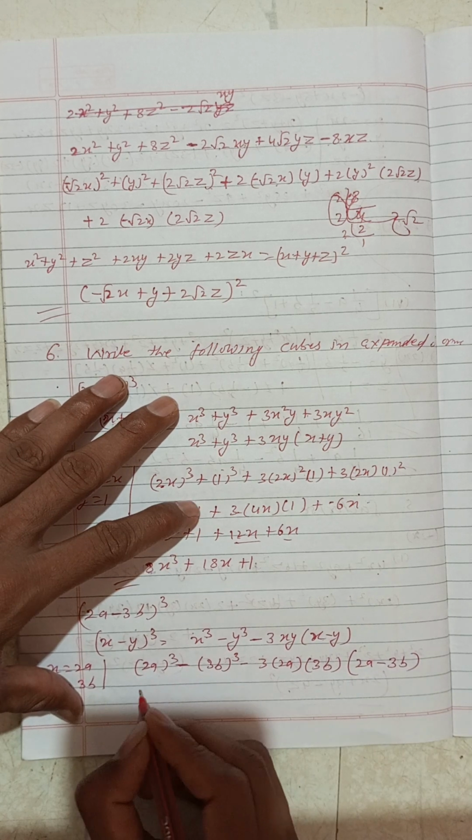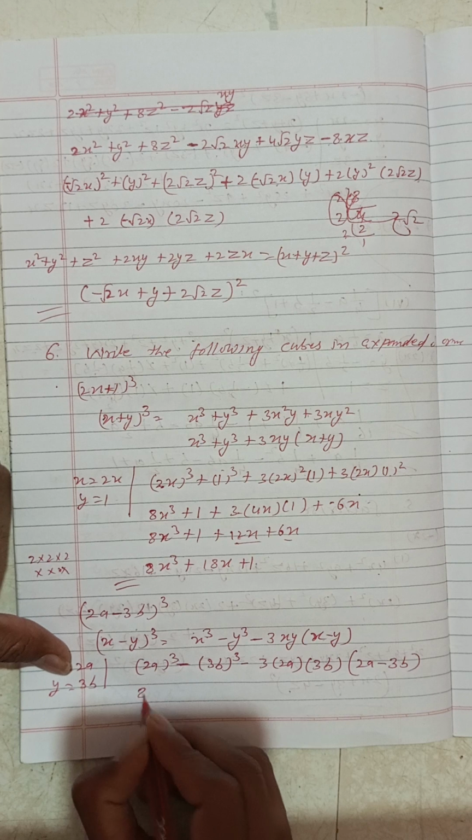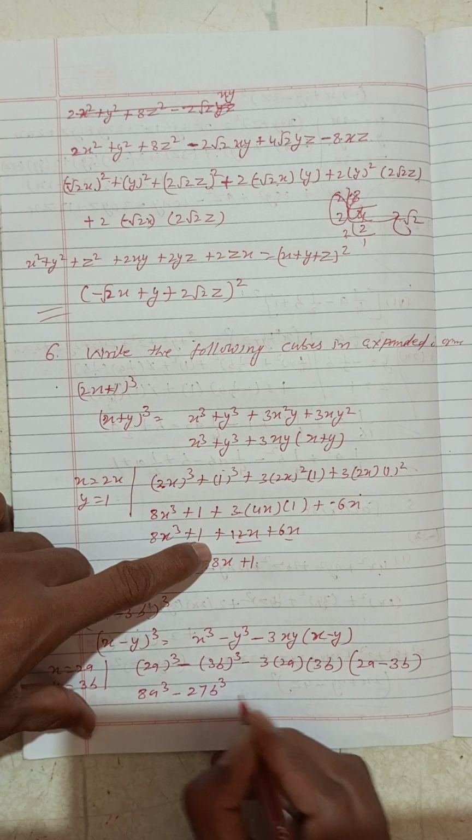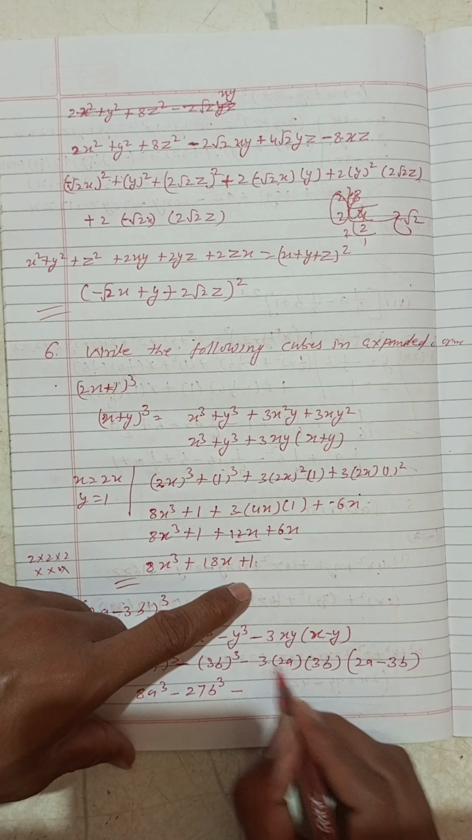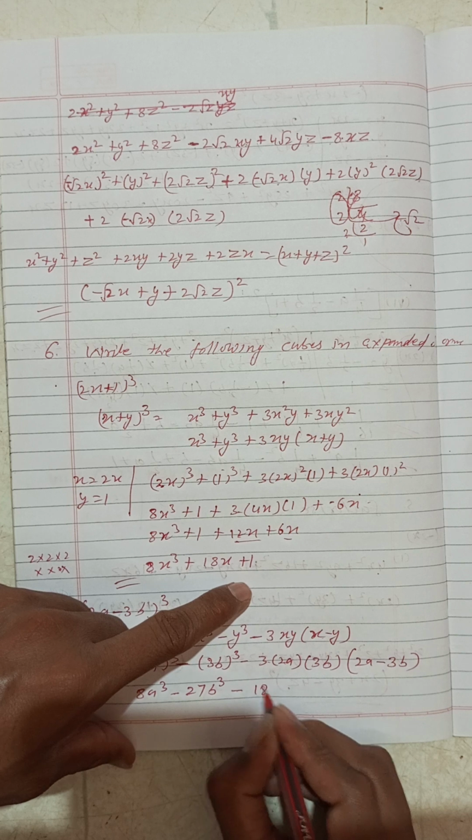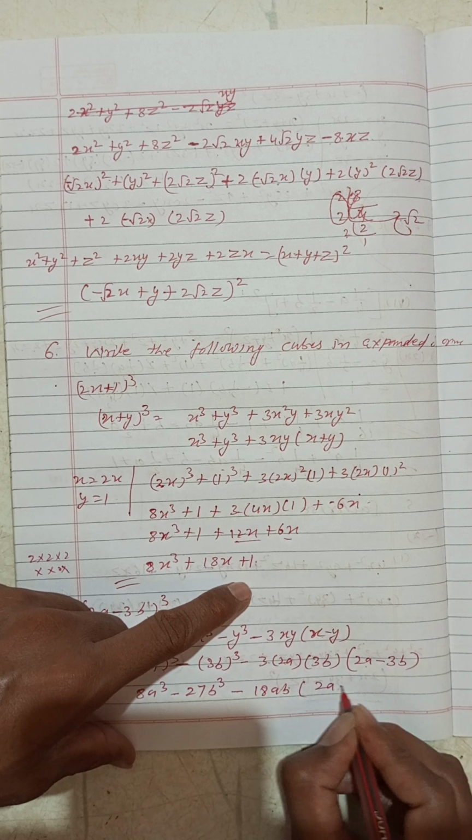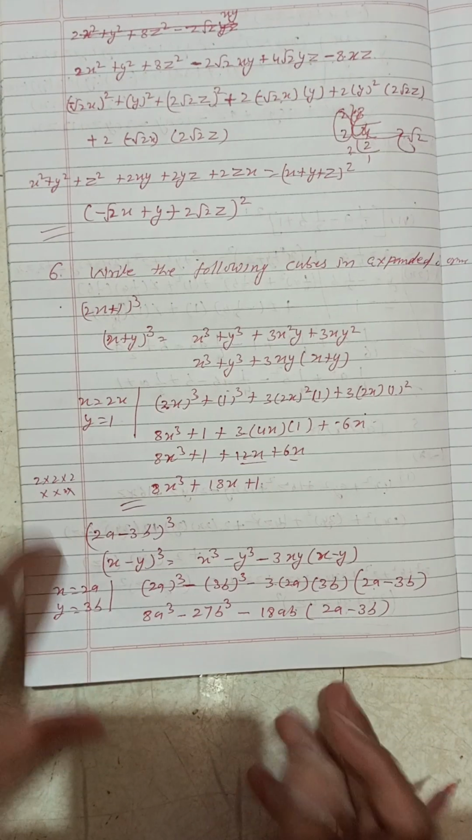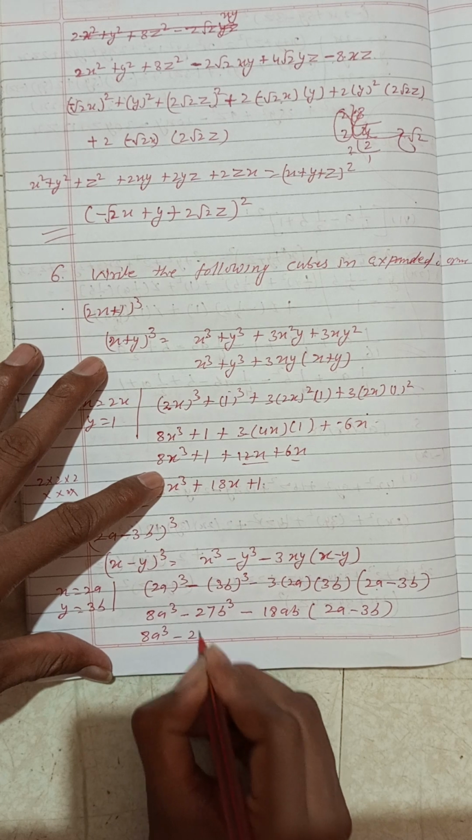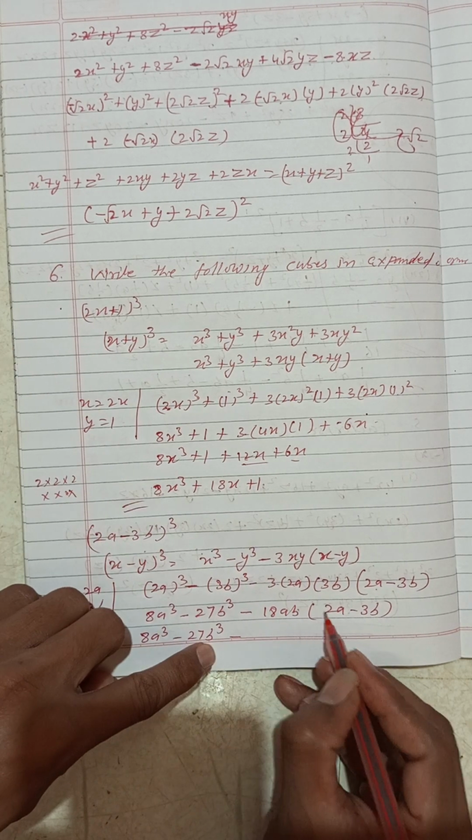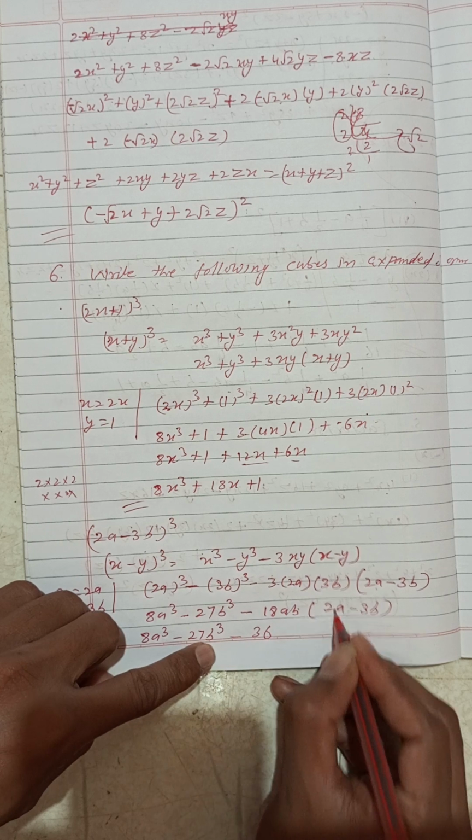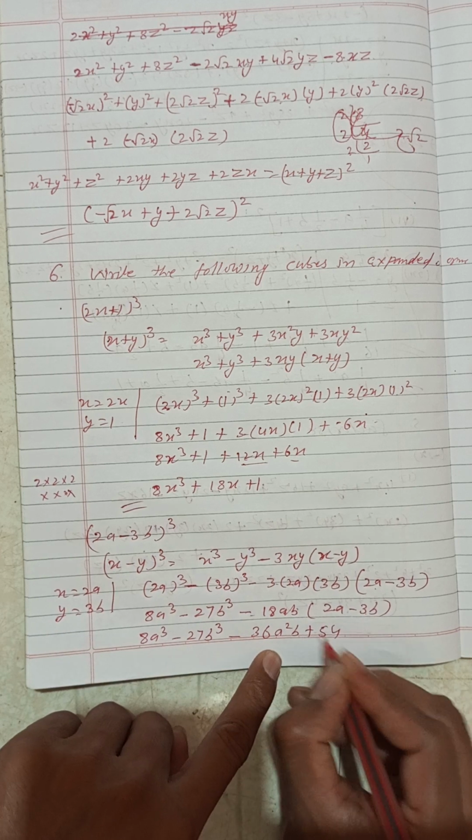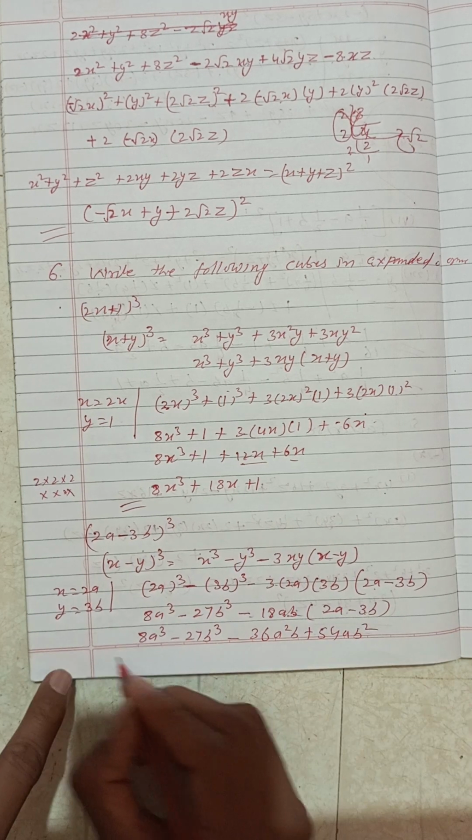Now we are solving. 2 cube, you already know, is 8. So 8a cube minus 3 cube, 3 into 3 into 3 is 27 b cube, minus 2 3s are 6, 3s are 18 ab into 2a minus 3b. This can also be written in more opened form, like this: 8a cube minus 27b cube minus 18 2s are 36 a square b, minus into minus plus, 18 3s are 54 ab square. So this also can be the answer.